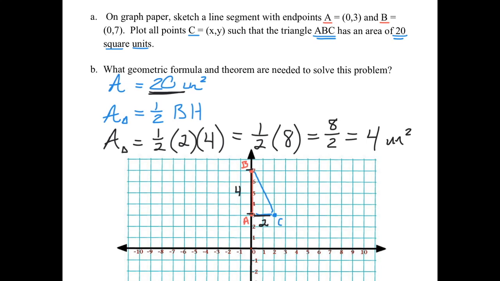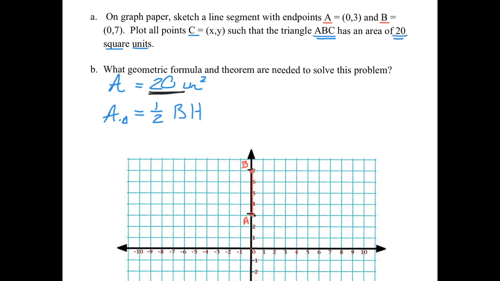So let's think about approaching this problem a different way. Instead of starting with the graph, let's start with the formula. They told me specifically that my area has to equal 20. So let's replace our area, or our A, with 20. I know my area is equal to 1/2 base times height. Well, A and B are going to stay where they are on this graph, so my height, regardless of where C is, is always going to be 4.